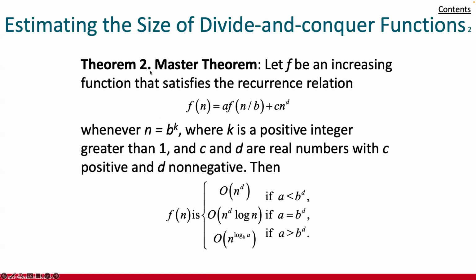So here is another theorem. Let f be an increasing function that satisfies this type of recurrence relation when n equals b to the k, where k is a positive integer, and c and d are real numbers with c positive and d non-negative. Then we get three possible relations depending on whether a is less than, equal to, or greater than b to the d.